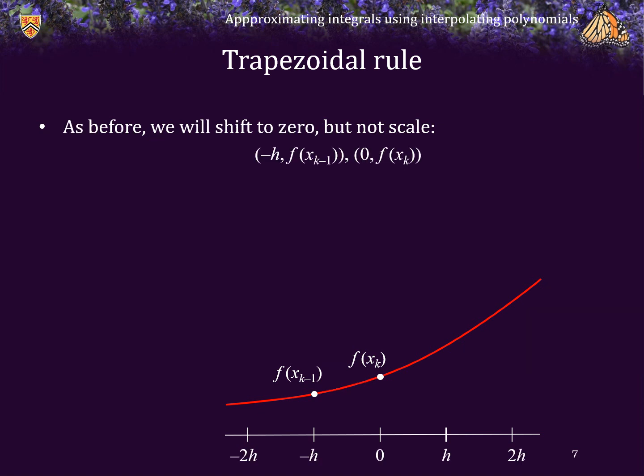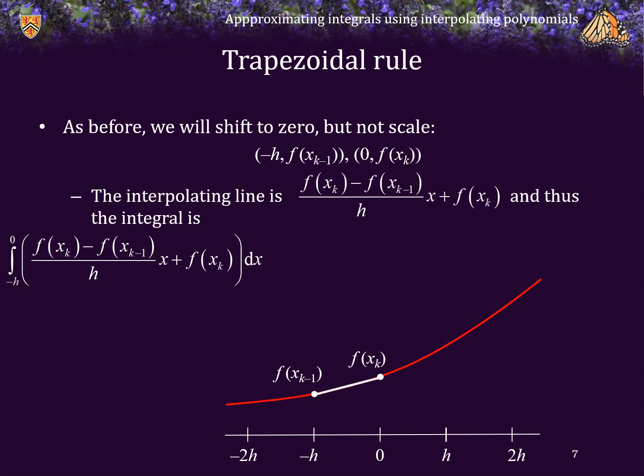Just as we did before, we're going to shift to 0. That is, from each of the x values, we will subtract x sub k. And because the distance between x values is h, we're left with the following. Now, the area under these 2 points is the same as the area under the original 2 points. Thus, the interpolating line can more easily be found, as seen here, and the integral is the integral of this interpolating straight line.